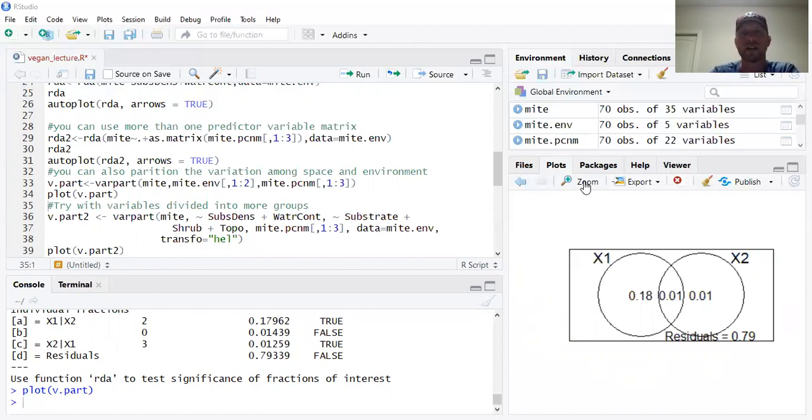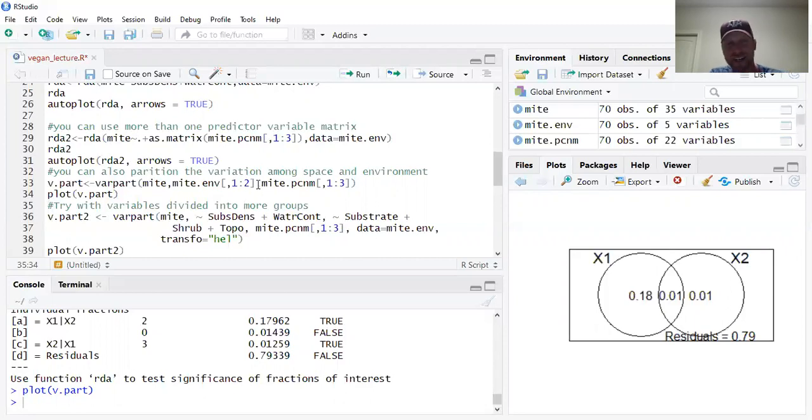X1 was our environmental data. So the pure effect of environment is about 18%. The pure effect of space is only about 1%. And then notice there's this overlapping interaction. There may be some spatial autocorrelation that influences how environmental variables are distributed across the landscape, which then has implications for the mite communities. So there's actually an interaction between those two that's captured in this middle part of the Venn diagram. Based on this analysis, we can say that the local environment is much more important than spatial structure for regulating these mite communities.